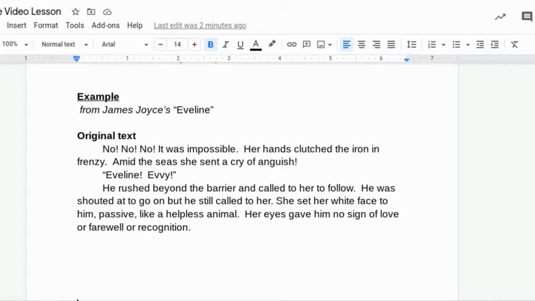Okay, so there's our original. So let's take a minute to figure out what we notice in this text. Well, the first thing that I notice is it starts with these 3 no's followed by exclamation points.